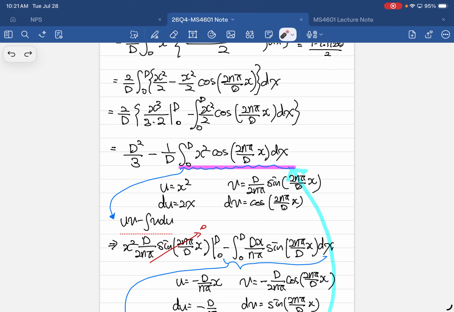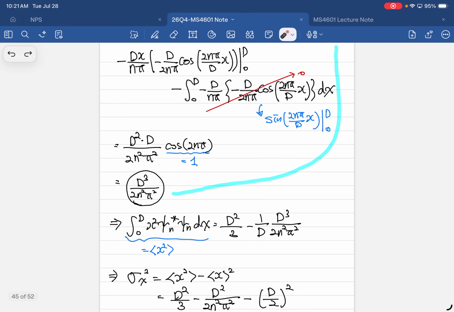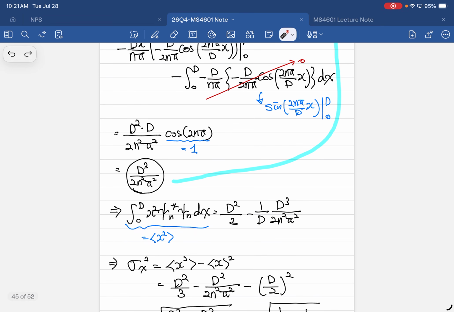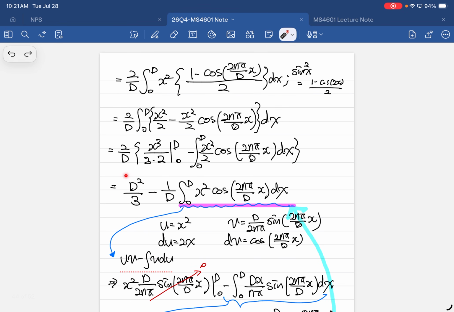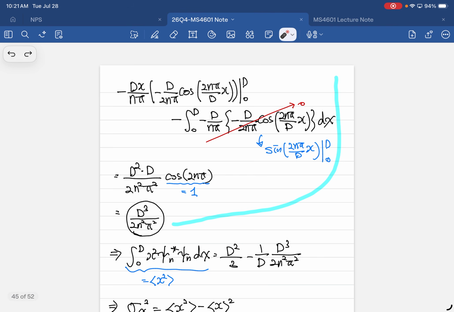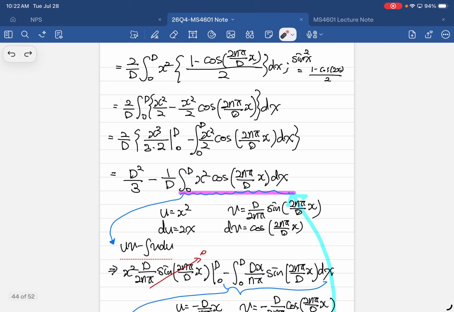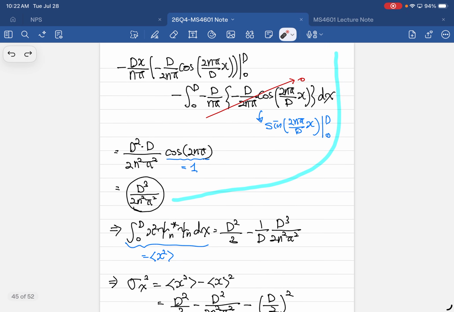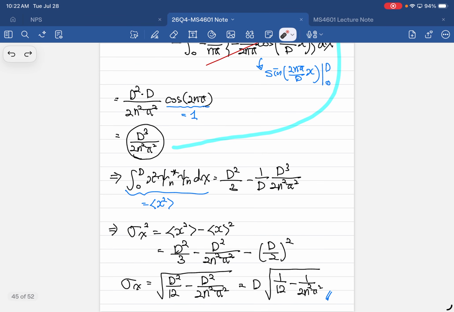Now we have the value for this integration, and if you plug it back in, that is essentially this ⟨x²⟩. Look at this one: d squared over 3, minus this one, 1 over d times d cubed over 2n squared π squared. We just plug it in here: minus 1 over d, and then d cubed over 2n squared π squared. So then we got this ⟨x²⟩.